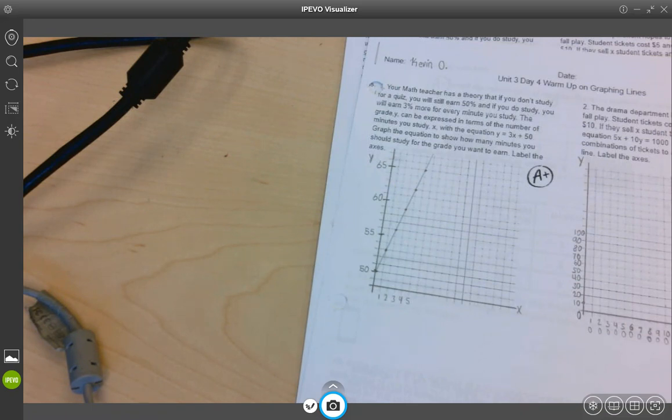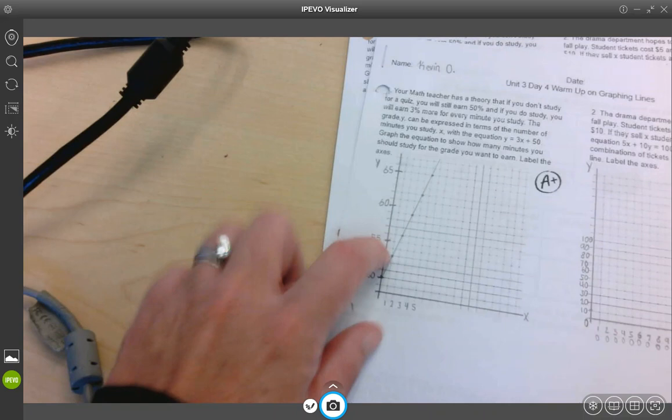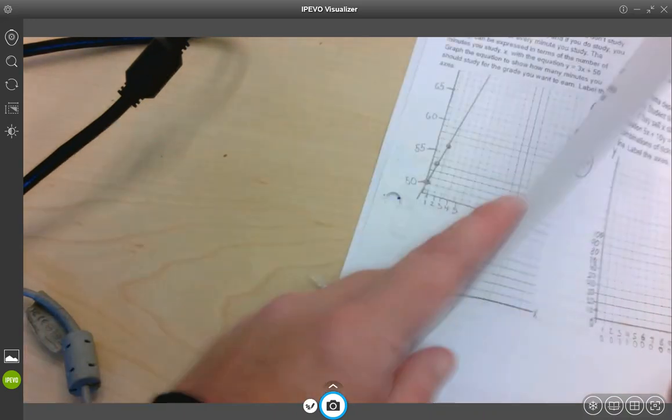Raise your hand if you used a table of values like Kai and Kelly used. Anybody use a table of values? Eamon did? Anybody else? I saw some more table of values out there. Emma, you did? No? Okay. Raise your hand if you did slope and y-intercept like Kevin did. Okay, I see a few of you did that. All right, excellent.